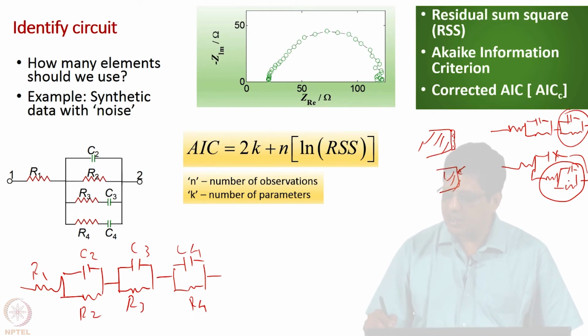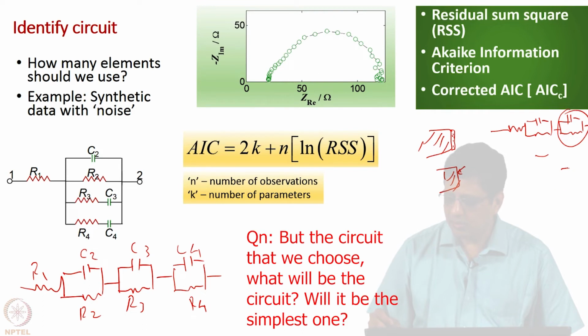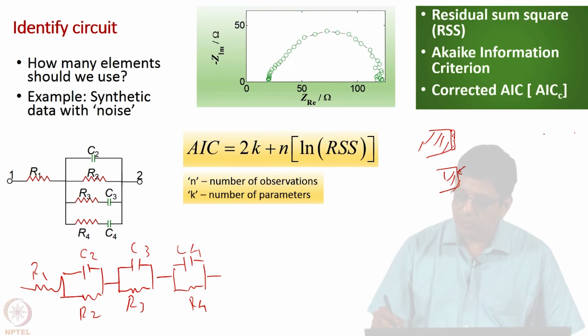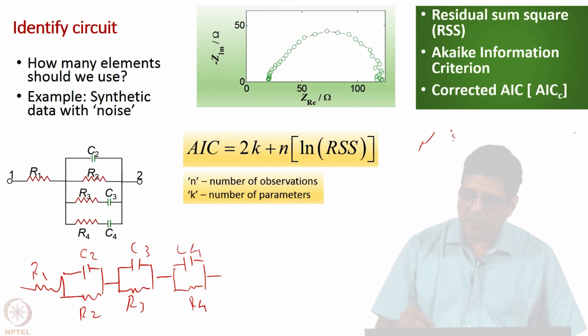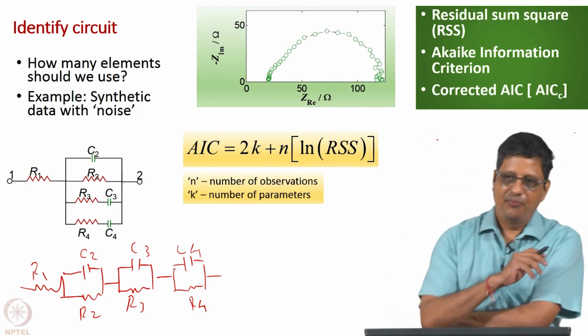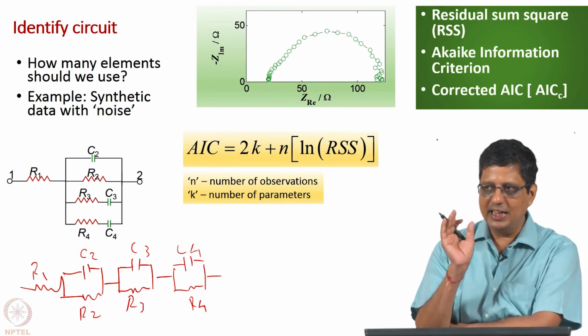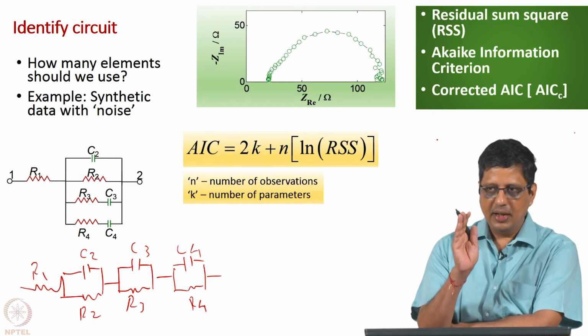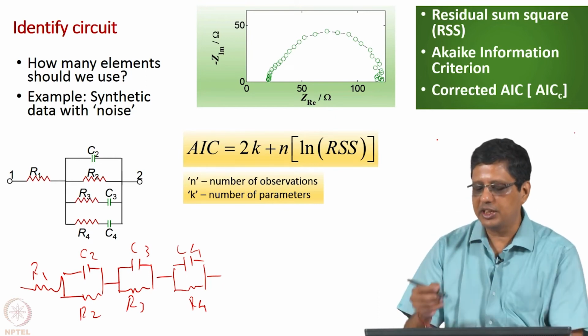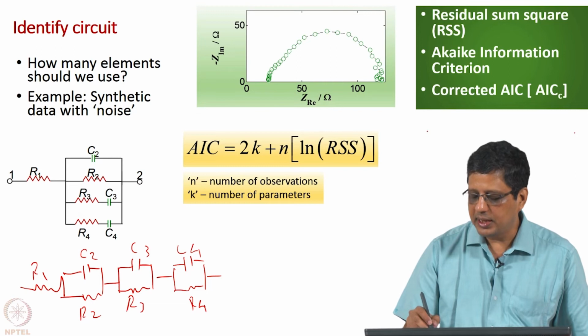Although if it fits this circuit, it will fit this circuit also. Okay, I will give you another example. But the circuit we will choose, what will that be? It will be the simplest one? No. First, you need to have some idea about your system and then come up with a model of that. When I say visualize here, I mean think about the system and see which circuit is probably a good representation.